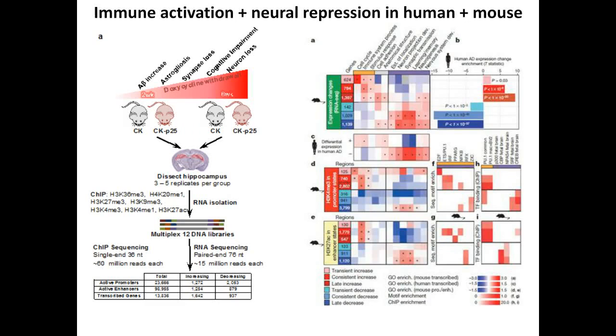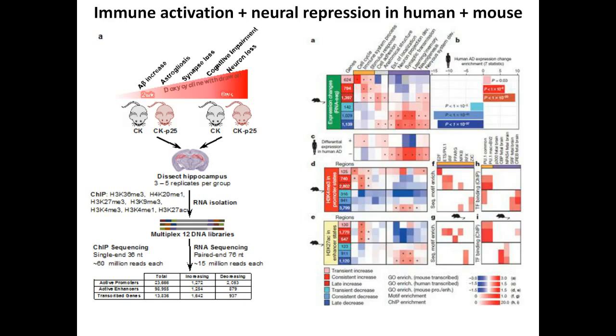And this is, in fact, a very interesting story because we have independent validation of that very unusual association, whereby mice that are undergoing neurodegeneration based on Alzheimer's-like symptoms induced by the P25 protein in their brains are undergoing two types of changes. Number one, they're undergoing immune changes and activation of immune components. And number two, they're undergoing neuronal changes and deactivation of neuronal components. And you can see these changes at the expression level, at the promoter level, and at the enhancer level.